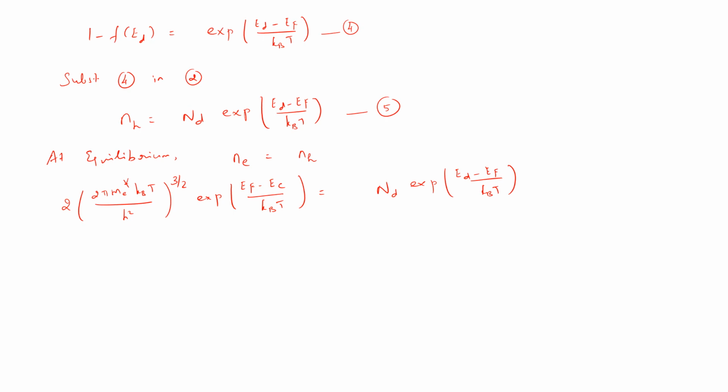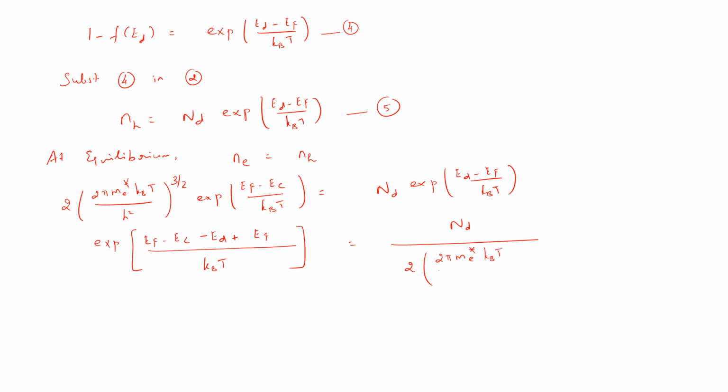Okay, so continue. I will bring all the exponential terms to one side. The denominators are the same. So (EF − EC − ED + EF) over KBT is equal to ND divided by 2 into (2 pi me star KBT divided by h square) whole power 3 by 2.